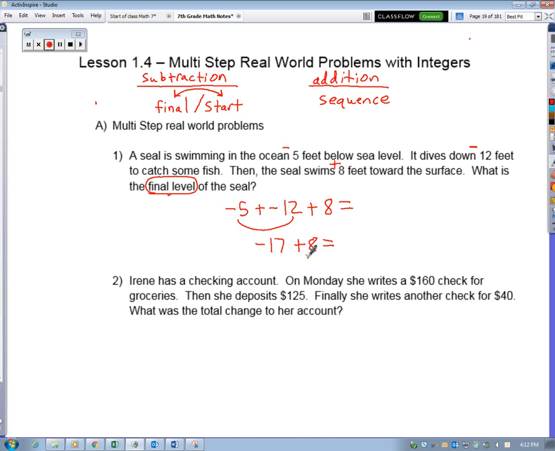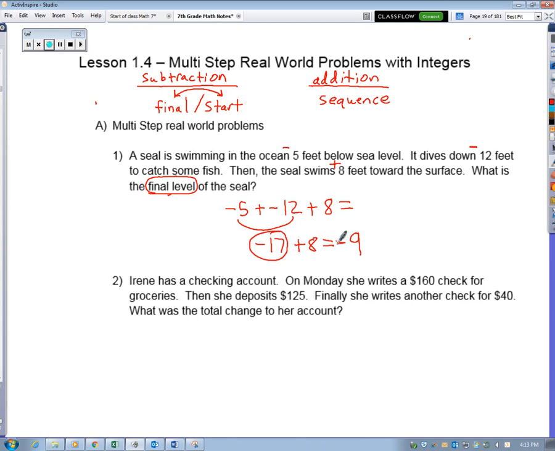Going back to our rules of addition, if the signs are different, we have to subtract. So I'll take 17 minus 8, and that's going to give me 9. And then remember, we have to look at which number has a bigger absolute value. That's going to be -17.